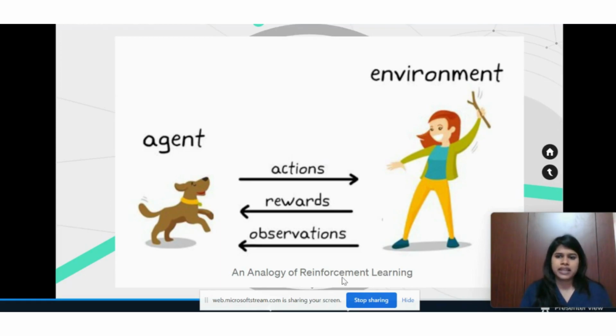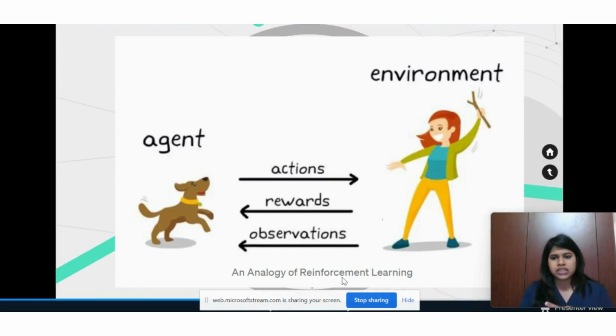Let's keep the dog as the agent, and the environment for the dog to show its qualities is the human who's going to reward the dog for whatever he does. The surrounding of the dog actually consists of the human. So the human is also considered a part of the environment for the agent, that is the dog.